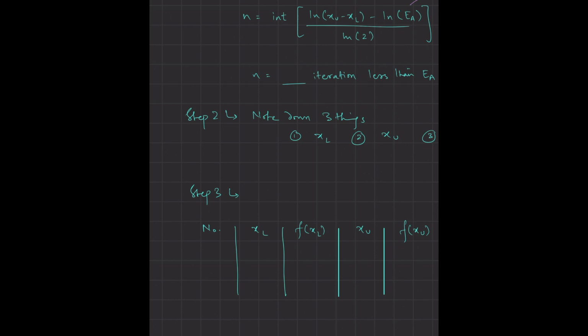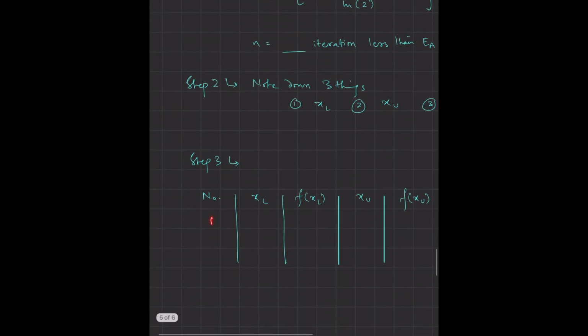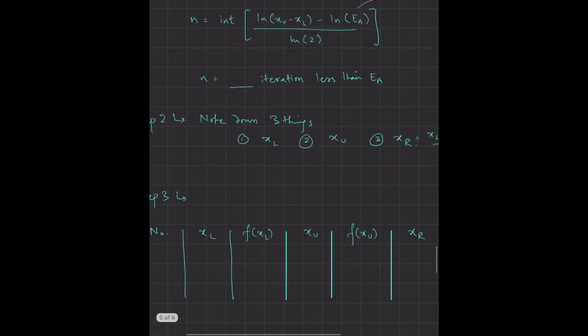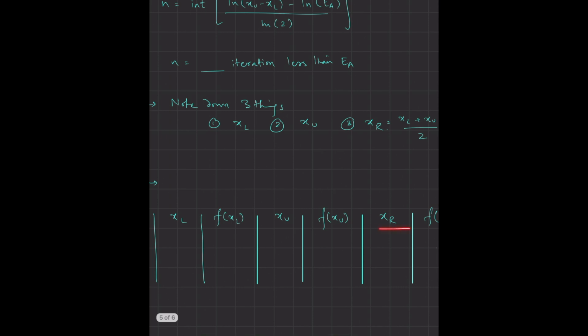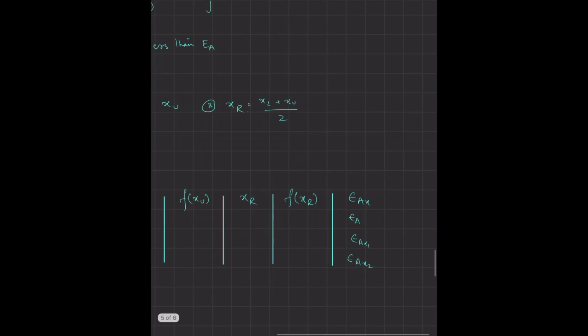So the number is basically the number of iterations. So this is, like I said, 5, right? So you're going to write 1, 2, 3, 4, 5. You're going to solve for 5 iterations. Okay, and then you write XL, then FXL, then XU, noting these down over here, right? And then FXU, then XR, then FXR, and then EAX.